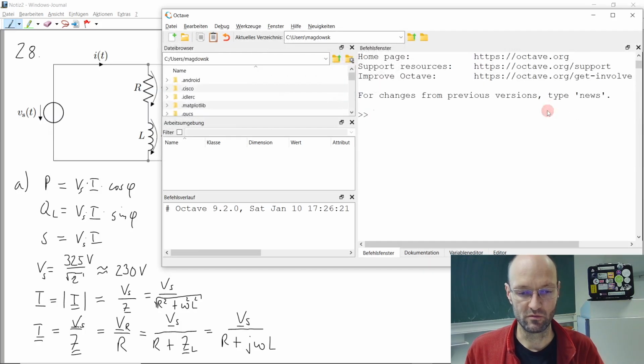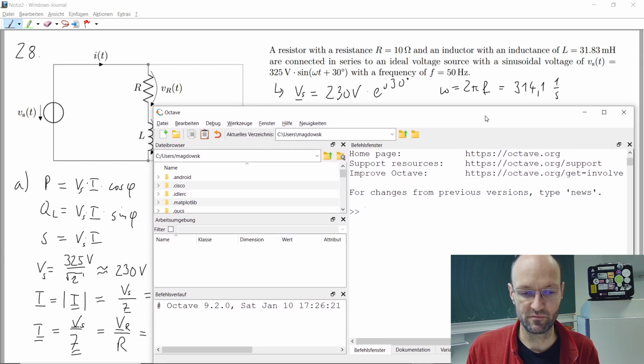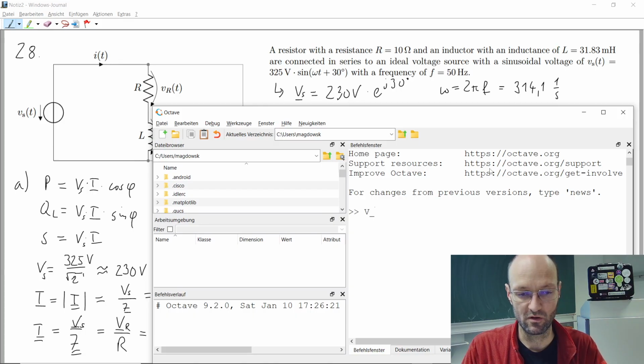Okay, so then we can switch to Octave, and at first maybe insert our source voltage phasor, which is 230, and then remember the exponential function was exp, and we have 1j multiplied with 30. And what would we need to do to make it correct? Yeah, we need to convert to radians. So we need to divide by 180 degrees and multiply with pi.